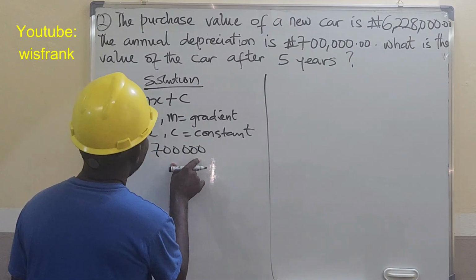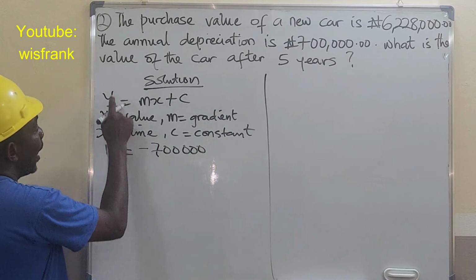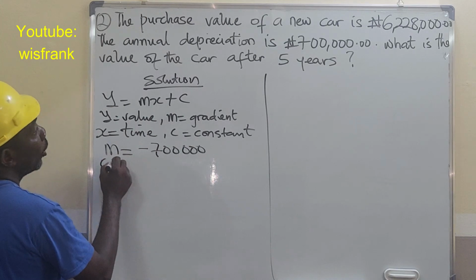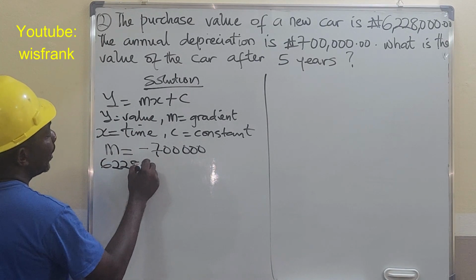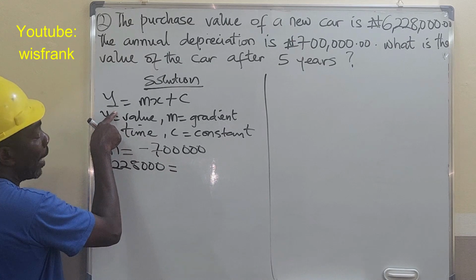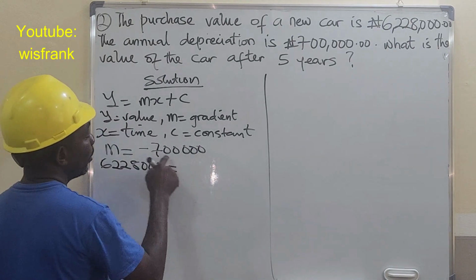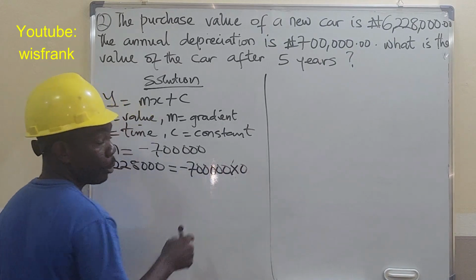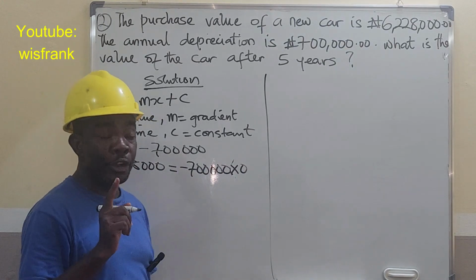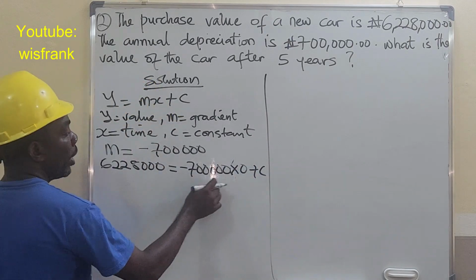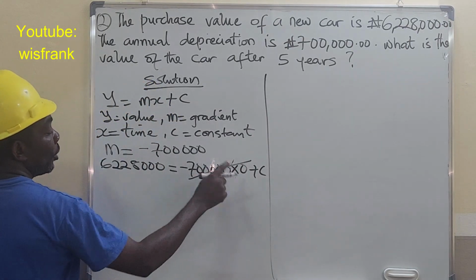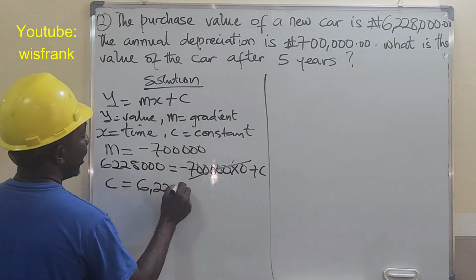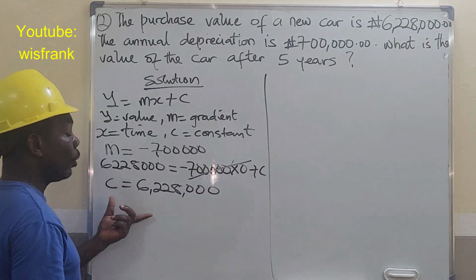We are going to substitute this back into the equation, where at the initial point of purchase, y is 6,228,000, that is the value of y at the point of purchase, equals m, which is the gradient, minus 700,000 times 0, because time at that point is 0 years, plus the constant. So this term will cancel out, because times 0 will be 0. So we have c equals 6,228,000. This is the value of c.